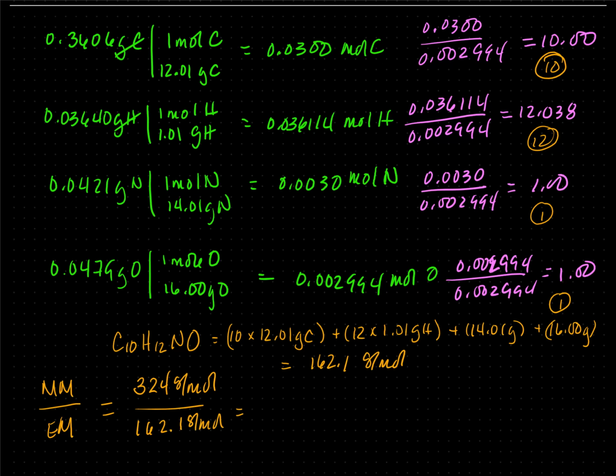So now I put the molar mass of the empirical formula below it. I divide this, I get around 1.998, which is approximately 2. If you divide the molecular mass by the empirical formula mass and you are not close to a whole number, you did your calculations wrong. So that means my molecular formula is going to be twice as big. So my molecular formula is going to be C20H24N2O2.